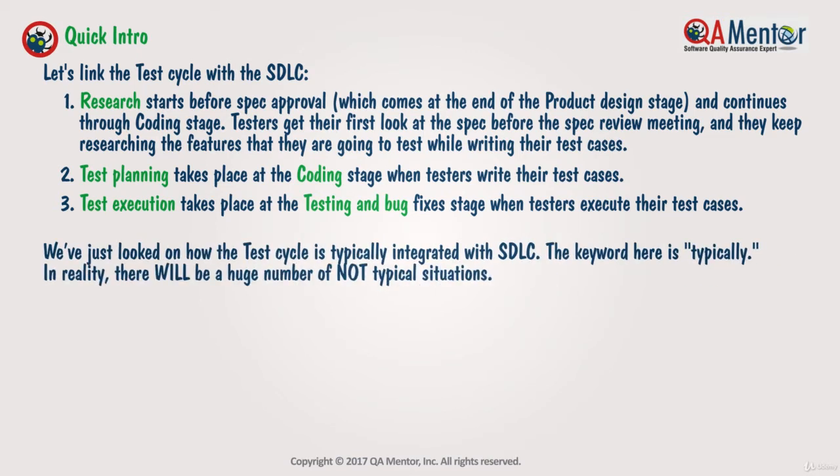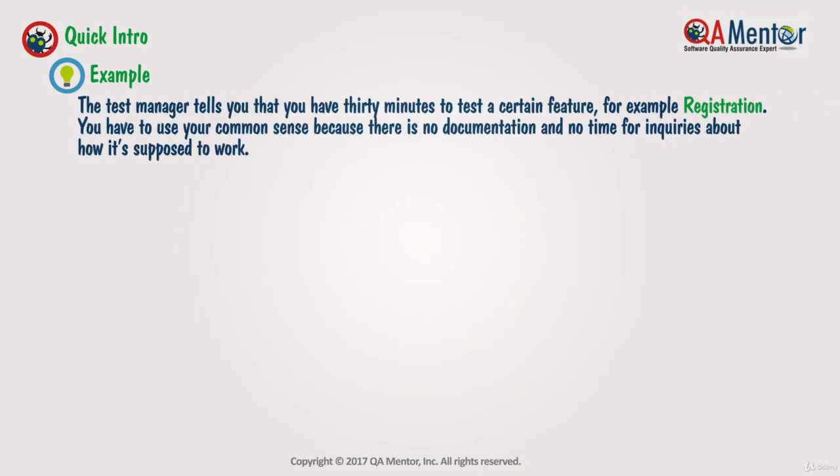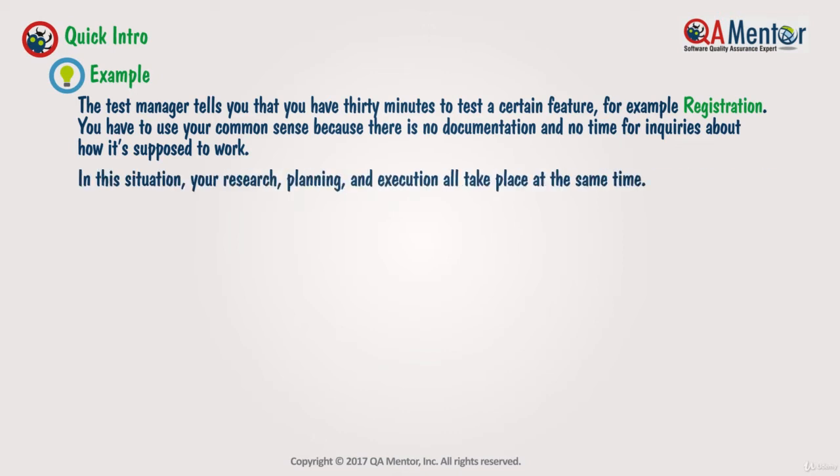We've just looked at how the test cycle is typically integrated with the SDLC. The key word here is typically. In reality, there will be a huge number of not typical situations. Example: the test manager tells you you have 30 minutes to test a certain feature, for example, registration. You have to use your common sense because there is no documentation and no time for inquiries about how it's supposed to work. In this situation, your research, planning, and execution all take place at the same time. Let's review all 3 stages of the test cycle.